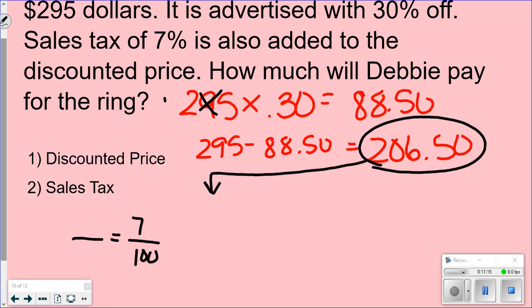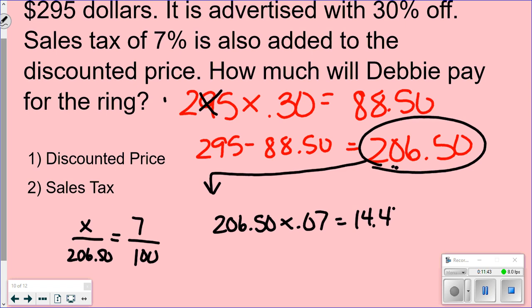So 7%, this is going to be 206.50. This is going to be X. Or you could do 206.50 times 0.07. Either way, it's going to give you what your tax is. Now you have to use this number for the tax because that's what you're paying. So 206.50 times 0.07, or doing your cross products, you can do the same thing. Anyway, you're going to get $14.46. Okay, I rounded it a little bit.